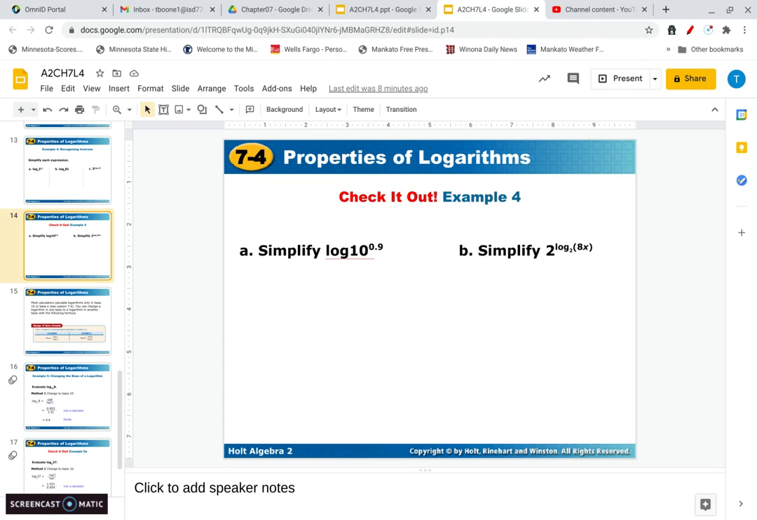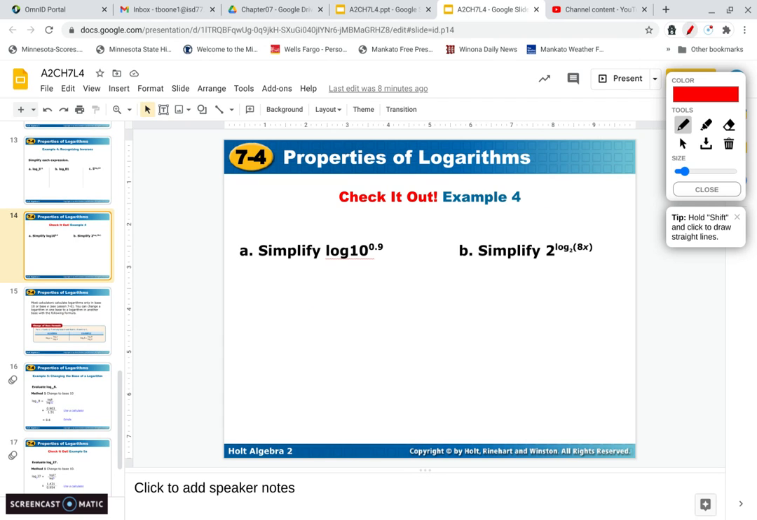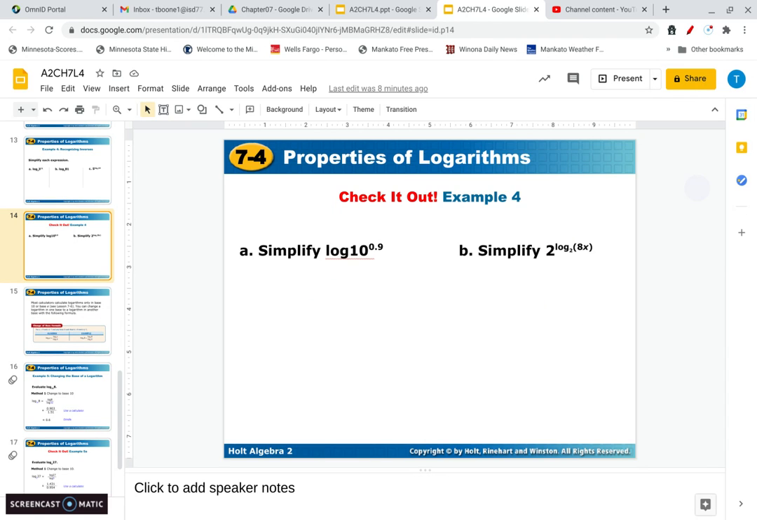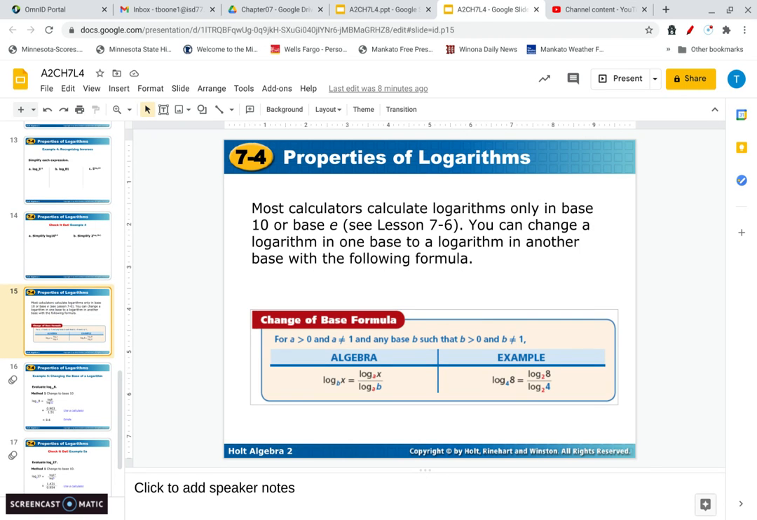Now, this is a sneaky one here because remember, it is base 10. So 10 to what power equals 10 to the 0.9? Well, that's just 0.9. Here, the 2 and the log 2 cancel each other out, and you're just left with 8x as your answer. Okay, using those properties that we have. Again, have those properties handy as we take a look at those.